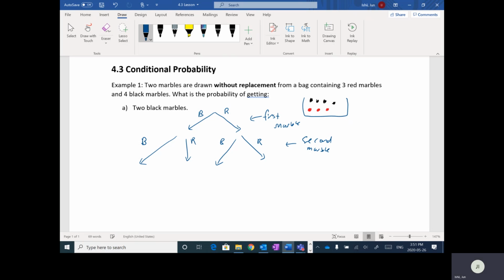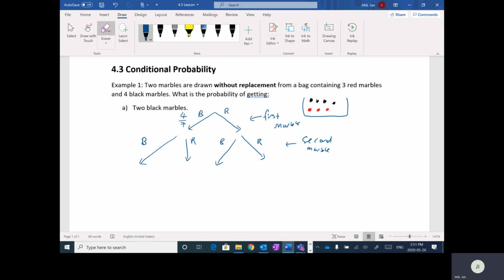The reason we have to draw these tree diagrams out is because the probabilities for the second marble actually depend on what happens in the first draw. So let's work this out here. The probability of getting a black marble on the first draw is, there's 4 black marbles in the bag out of the 7. So this would be 4 out of 7. And to get a red marble would be the other 3. So this would be 3 out of 7.